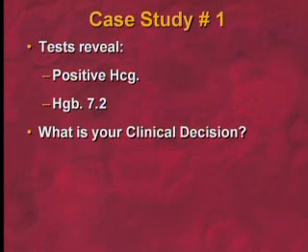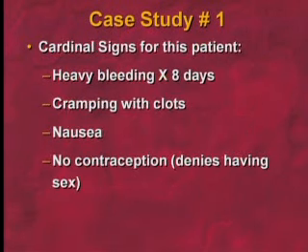Her hemoglobin also was a 7.2, and so that really tells us a little bit more about our clinical decision. This patient was referred to the emergency room. She was seen by a gynecologist there, and they did further testing, and sure enough, she had a missed abortion, and he tested her for von Willebrand's, and she tested positive for that.